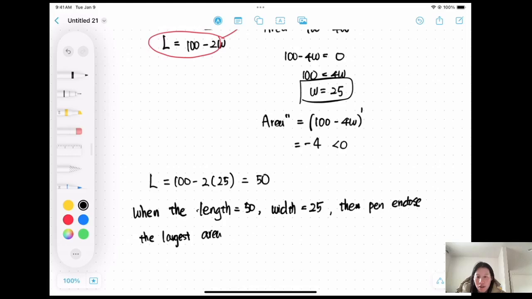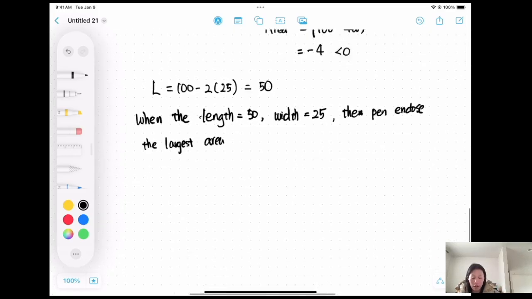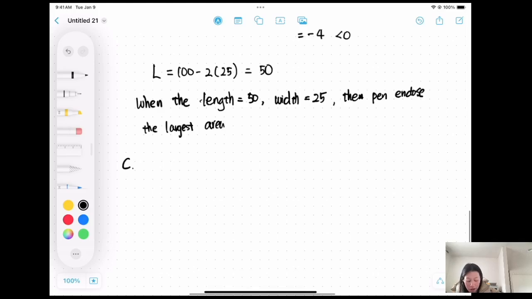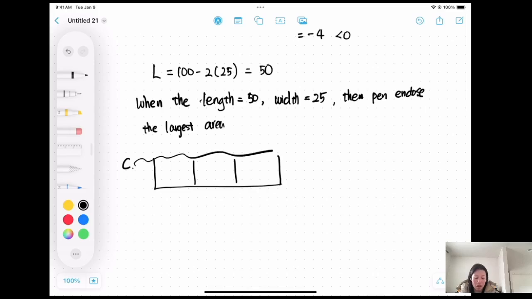Okay, next one is what are the dimensions in part A and part B if one edge of the pen borders on the river that doesn't require any fencing? Well, this one is similar, but the graph is going to change. Instead of having two lengths, since the pen is enclosed to the river, this is a river, and we don't need to build a fence on the side close to the river.